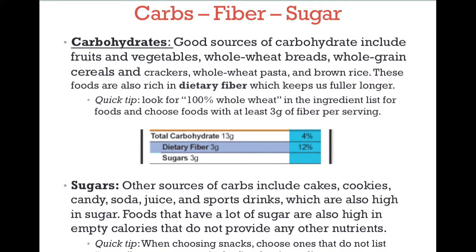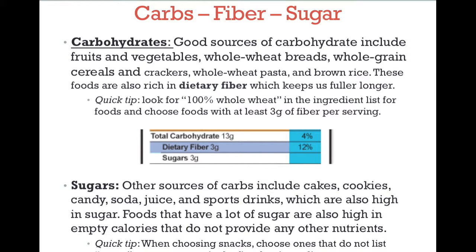Some parts of our body only work on carbs, such as your eyes and your brain. Therefore, most of our daily calorie intake should come from carbohydrates. Good sources of carbohydrates include fruits and vegetables, whole wheat breads, whole grain cereals, whole wheat pasta, and brown rice. These foods are also rich in dietary fiber, which can keep us fuller for longer. For a quick tip, look for 100% whole wheat in the ingredient list for foods, and choose foods with at least 3 grams of fiber per serving.